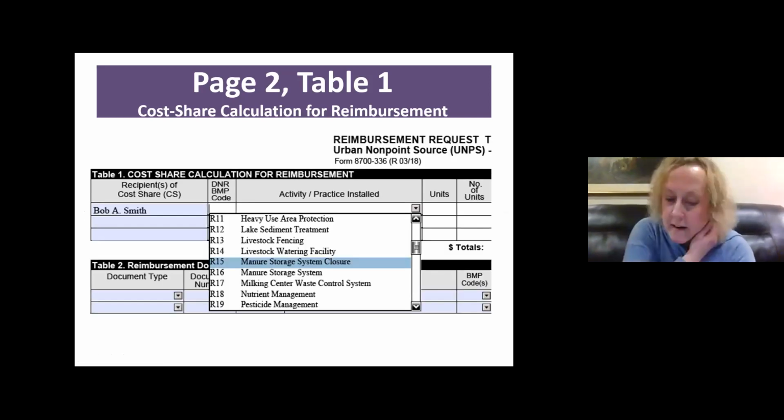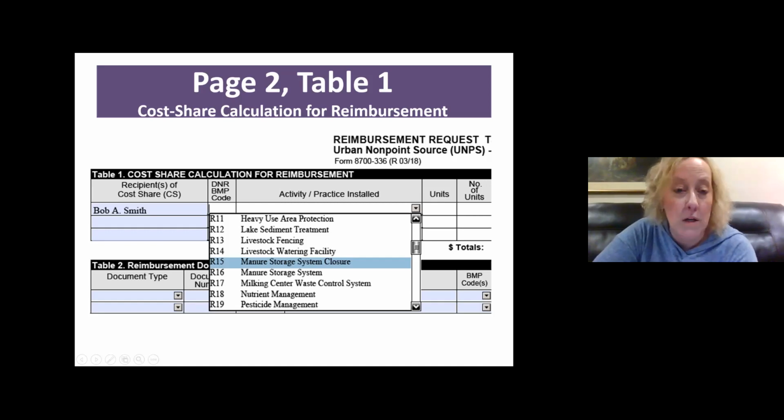All right, so we'll take a look here at a partially completed table. So you can see that the landowner's name has been entered. The drop-down box, you can see the eligible BMPs are in the drop-down box, and you'll select the BMP. And if you come to realize that a BMP was needed for your project that wasn't in the cost share agreement and wasn't in the grant, just know that you will need to do a grant amendment and a cost share agreement amendment prior to seeking reimbursement for that practice.